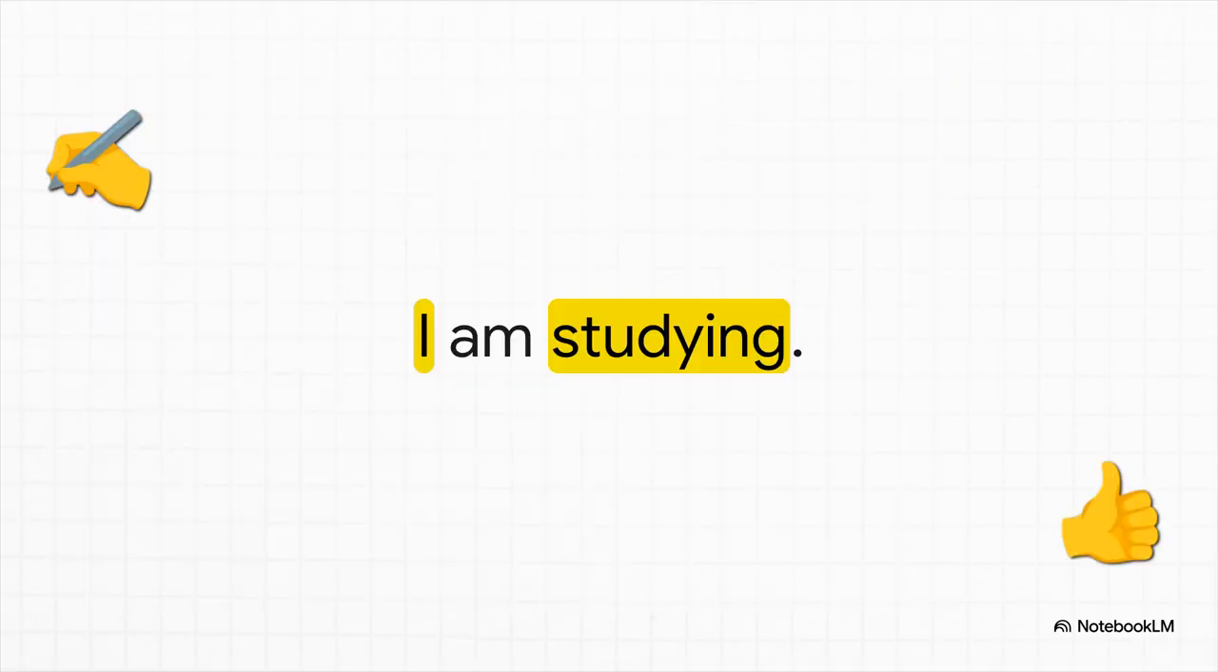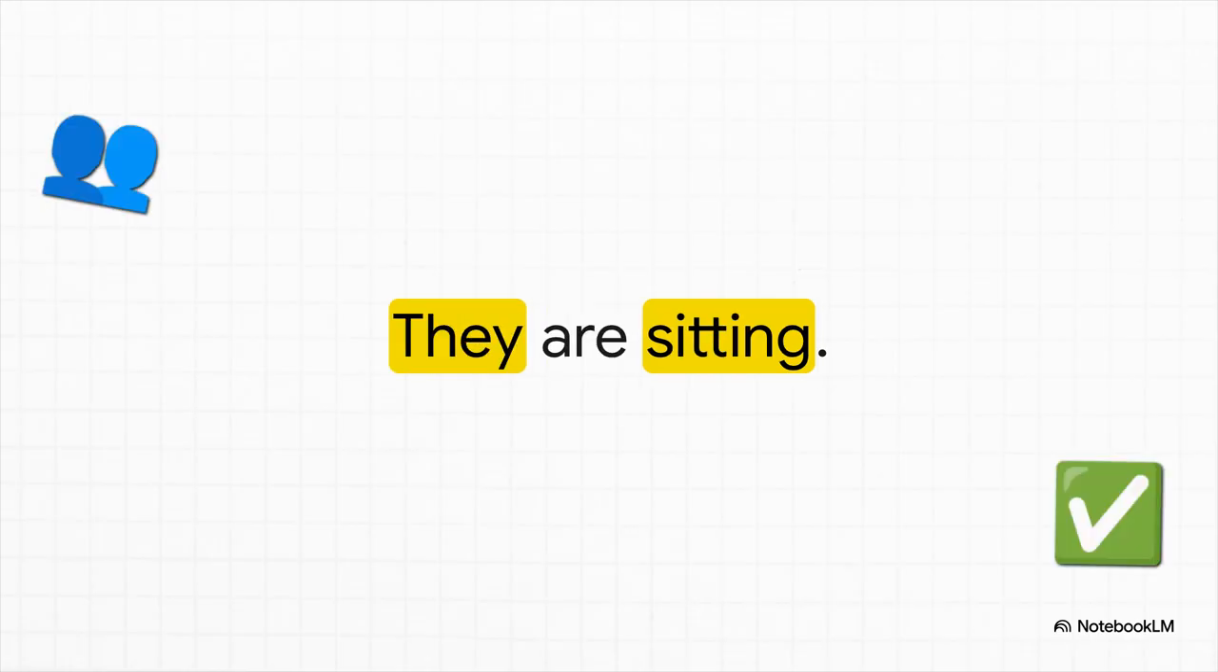So, for example, I am studying. You've got am plus studying. Simple. Or how about, they are sitting? See? The pattern holds perfectly. You've got your subject, the be verb, and the ing action word.